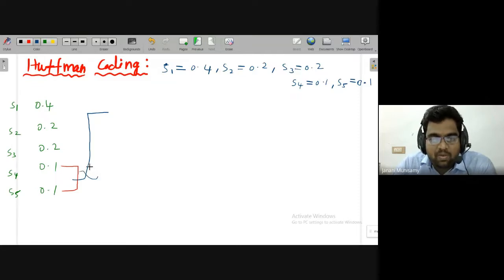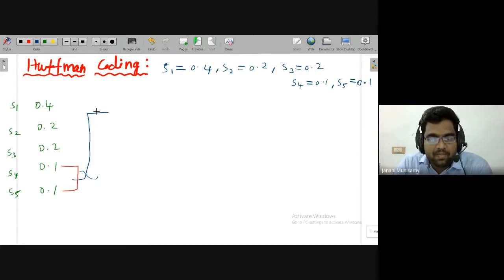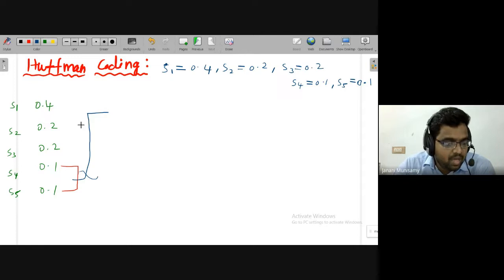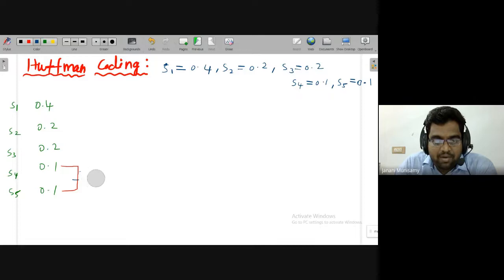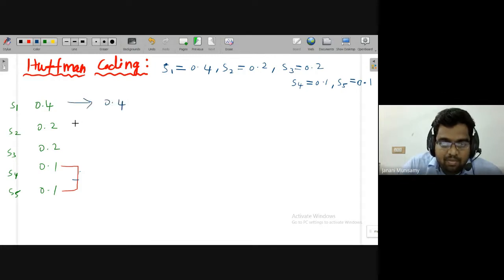Both are allowed. Usually, step by step, we place the higher probability in the upper side. But if both are equal, you can follow either as high as possible or as low as possible. So now, for simplicity, I will follow as low as possible. That means I will write this 0.4, this 0.2, this 0.2, and that new 0.2 I will put in the downside itself. That means as low as possible.